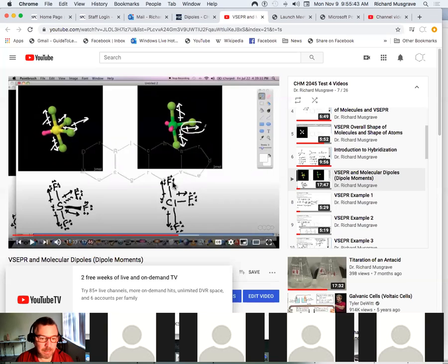So note the same thing here for ClF3. F is more electronegative than Cl, so we draw the dipoles along the ClF bonds. These two cancel because they're going in the exact opposite direction, and we have one that goes along the ClF bond. Does anybody have any questions?